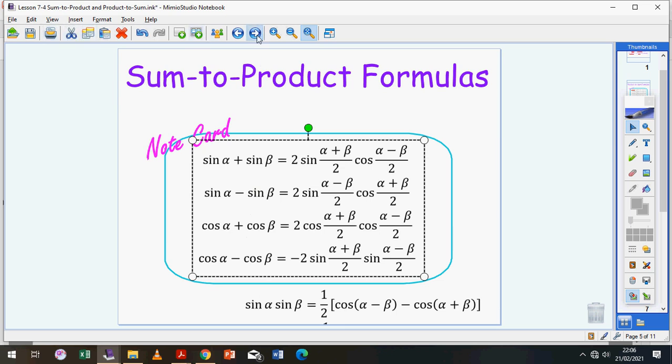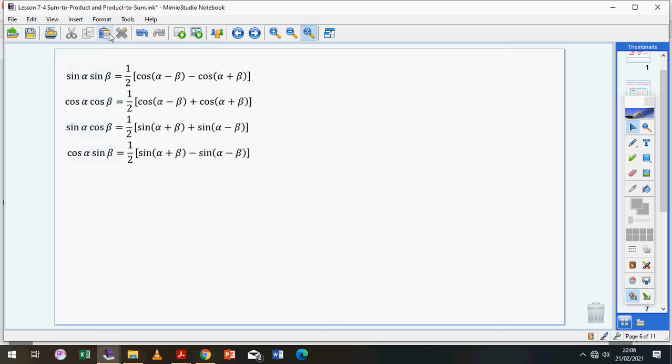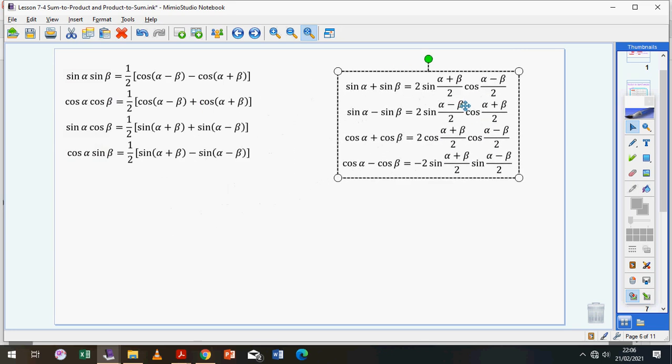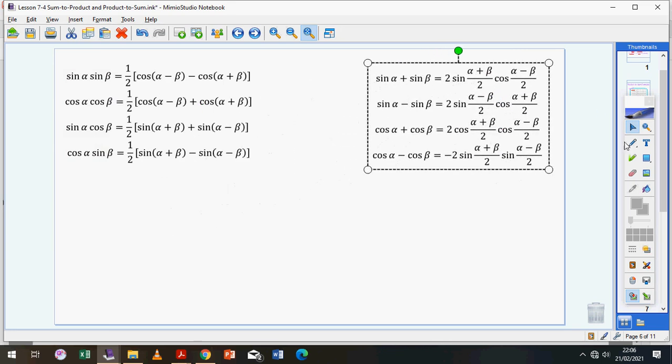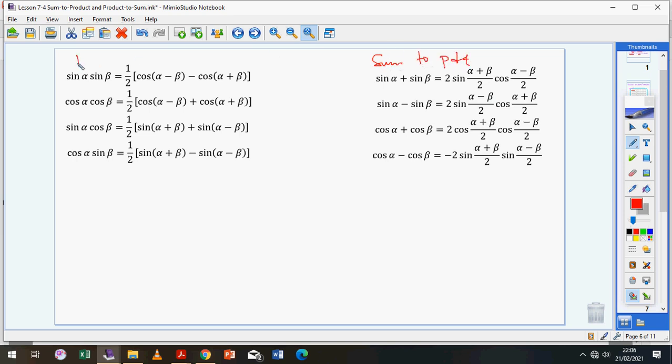So I just want to put it on the side here, so I can help you see that they are the same things, right? So these are sum to product, and these are product to sum. So I want to focus on this one, sine alpha cosine beta, because it's the easy one that comes from addition of two sine addition formulas, and then this one, because it's basically the same thing as that one.